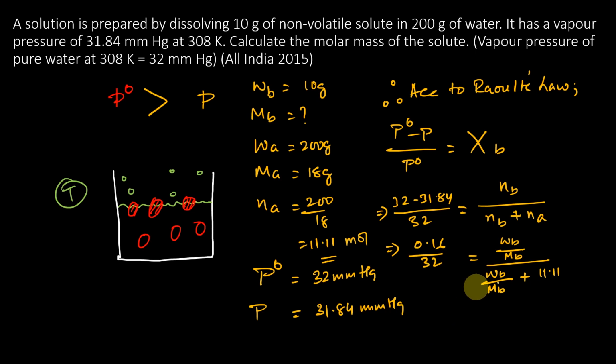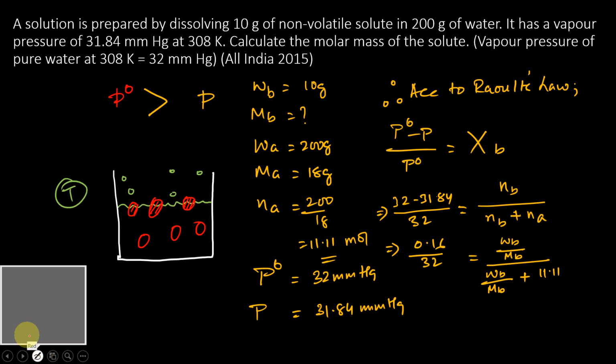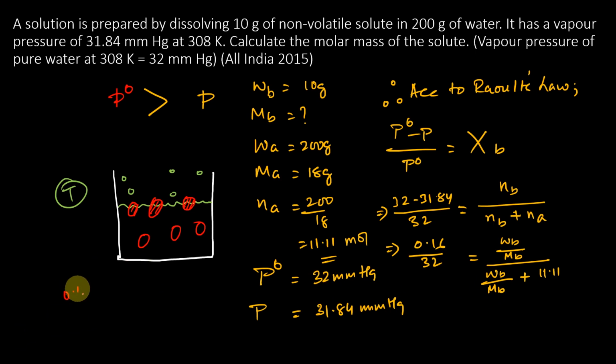Okay, now can we ignore this term also? This WB by MB in the denominator, can we ignore it? Absolutely we can. How? Because 0.16 by 32 will give you 1 by, this is going to be 1 by 200, correct? So 0.16 divided by 32 is going to be 0.005. So this number is quite small, right?